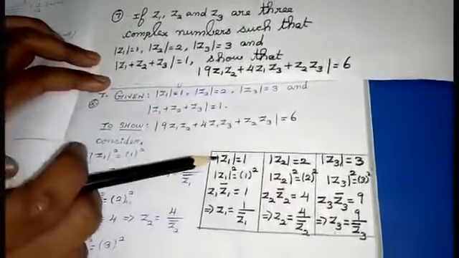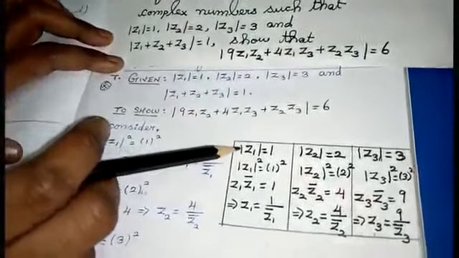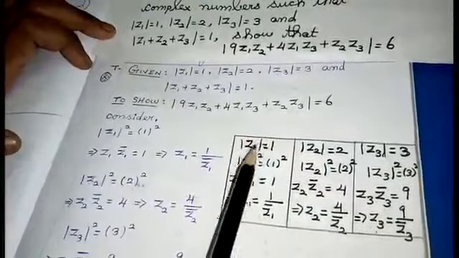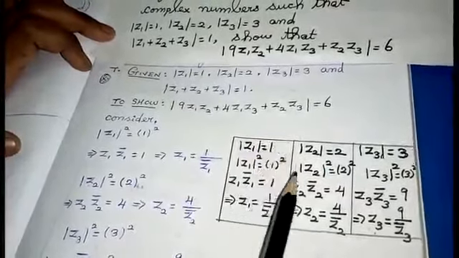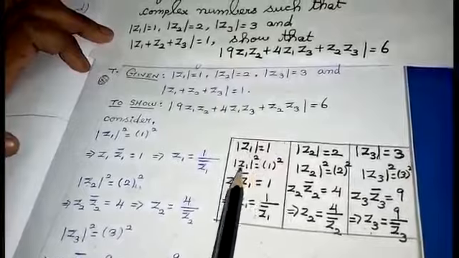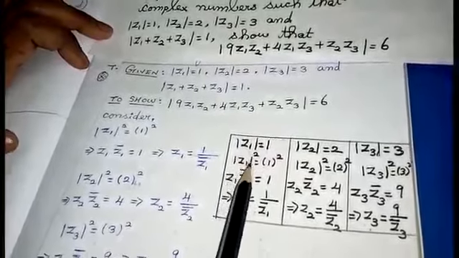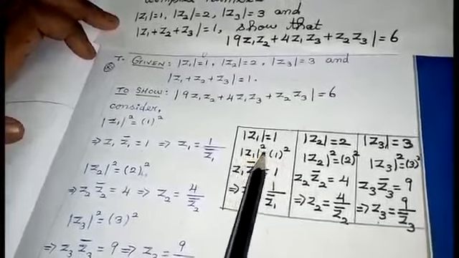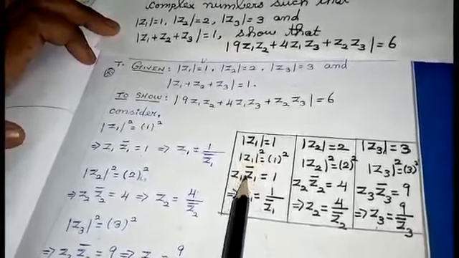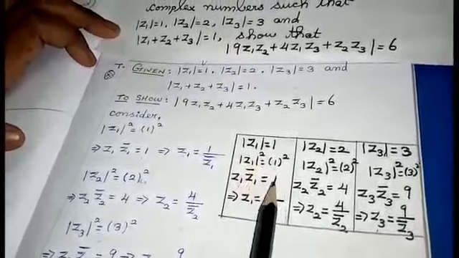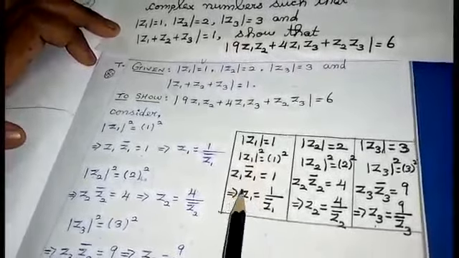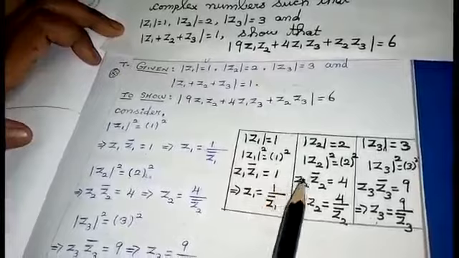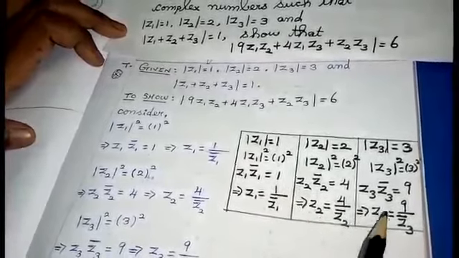Let me explain this one. That is modulus of z1 equal to 1. I'm going to take squaring on both sides. If I take squaring on both sides, I'll get like this. Modulus of z1 the whole square equal to 1 square. Modulus of z1 square can be written as z1 times z1 bar equal to 1, which is nothing but z1 equal to 1 divided by z1 bar. Similarly, we are going to do for z2 and z3.